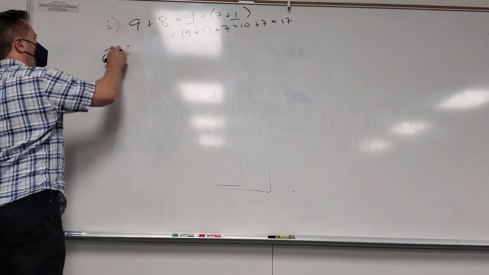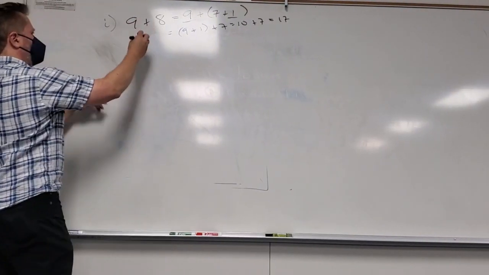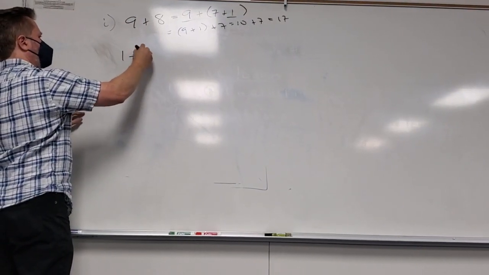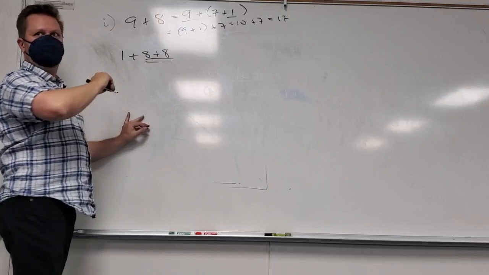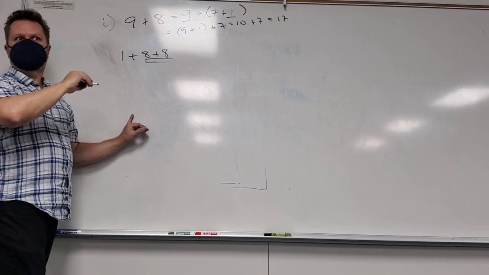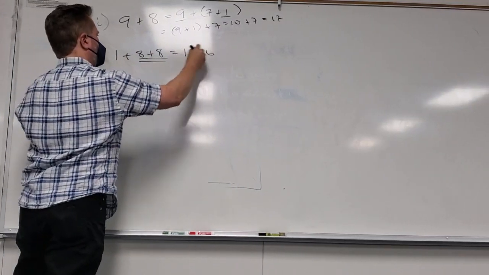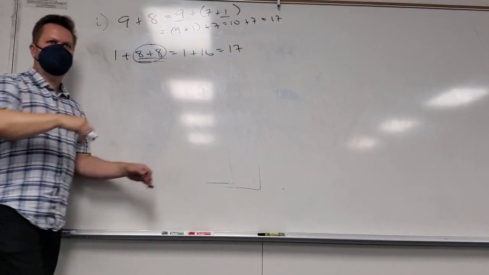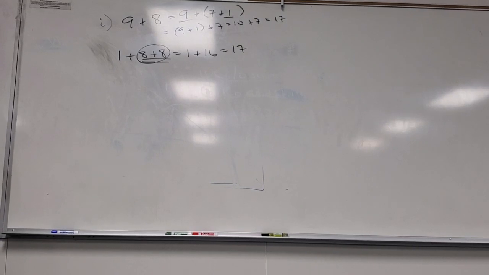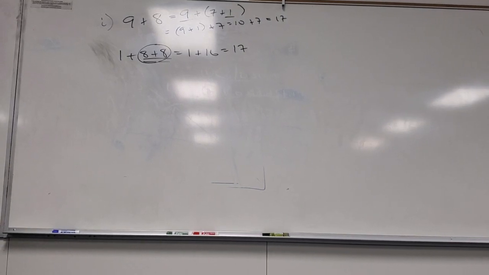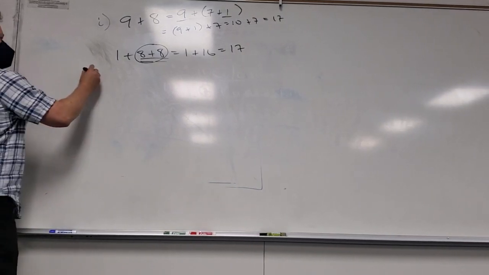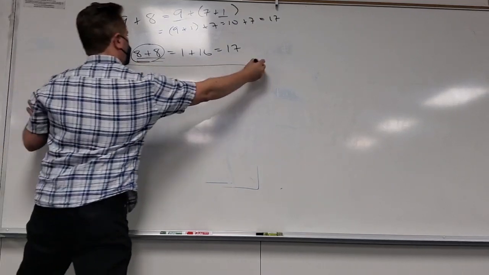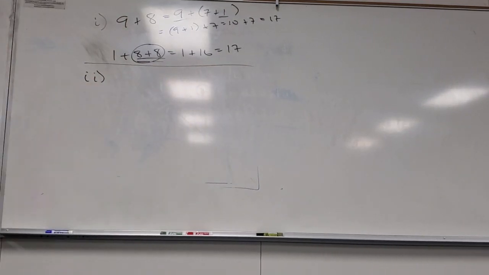Here's a nice quick one, oh yeah, I was going to do a different way. Here's a different one. What about 1 plus 8 plus 8? And isn't this the doubling? Right, so that'd be 1 plus 16, because they can think 8 plus 8 is just double 8, 16, and they get 17. Woohoo!